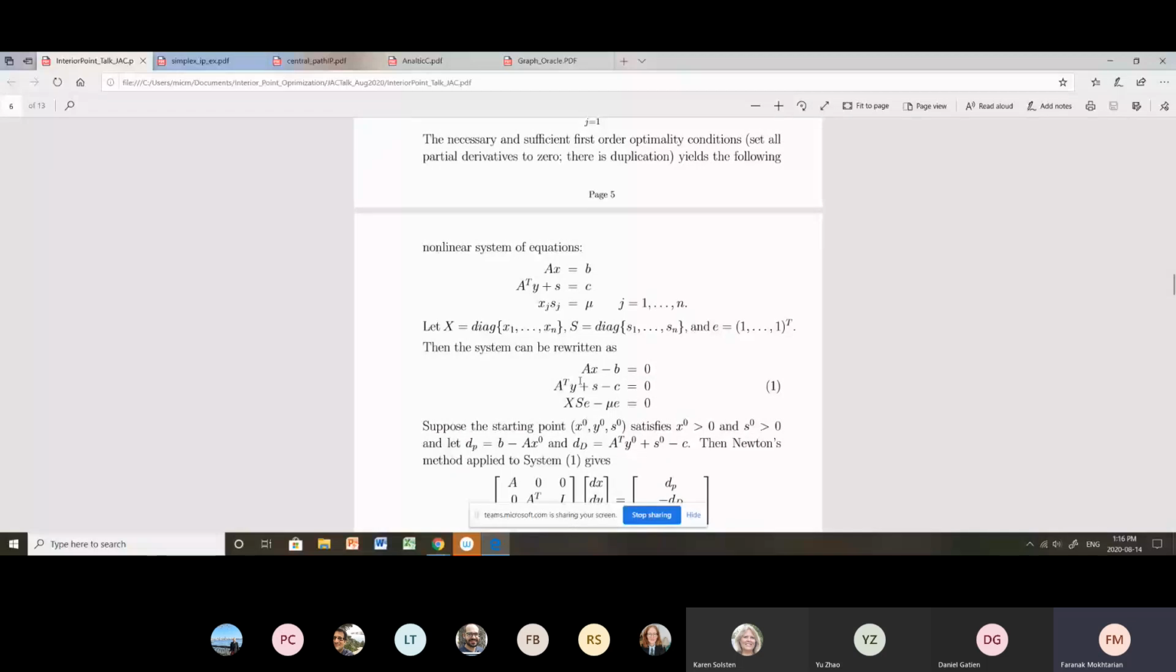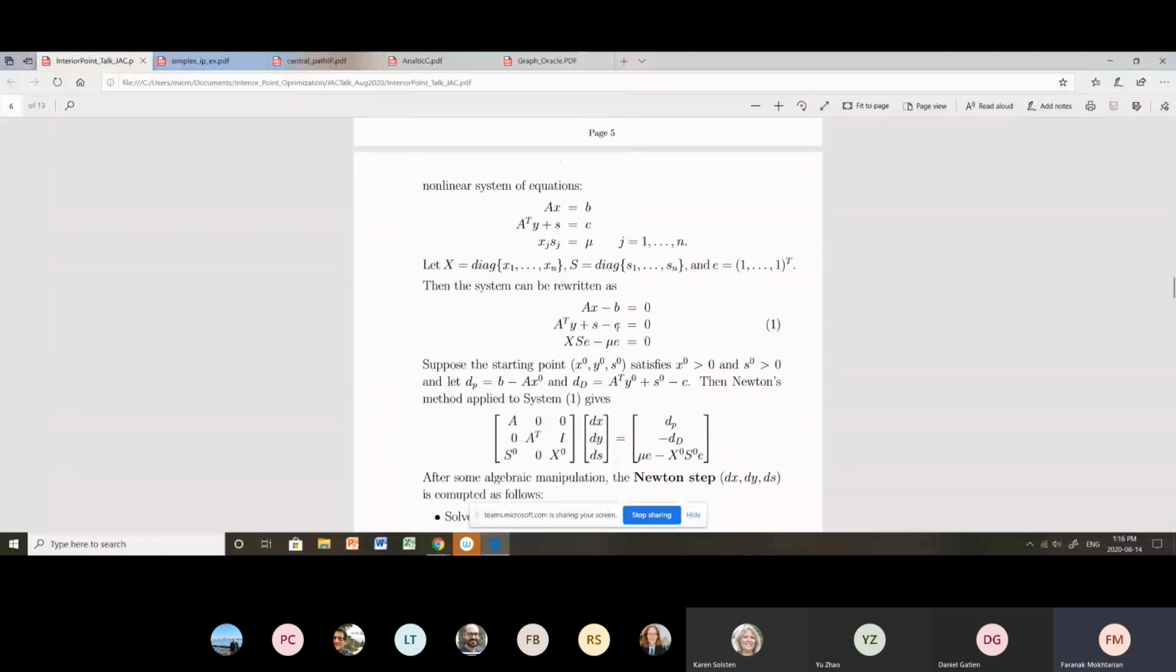We bring everything to one side. We can write this in matrix form. So we form this capital X and capital S, which are diagonal matrices with these variables on the diagonal. And e is a vector of all ones. So this is written as a system for which we want to find a 0, and we can apply Newton's method. A good starting point is required. And again, there are different papers on how to find a good starting point for this, but it's not the scope of this talk.